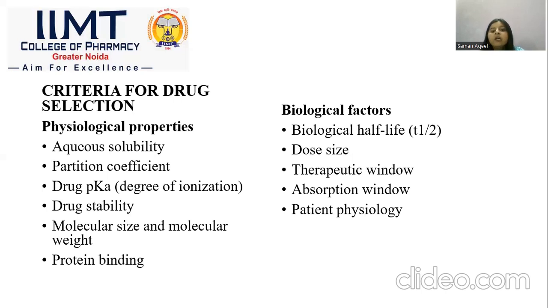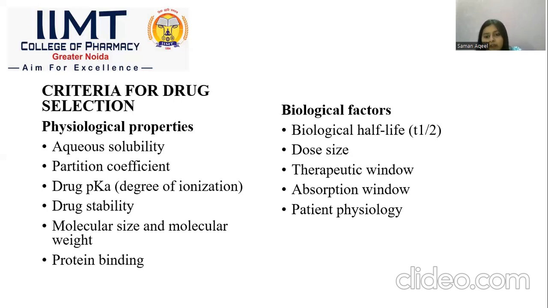or the dosage form. First is the biological half-life, that is T half. What is the T half? T half is how much time a drug takes to be eliminated from the body, 50% elimination of the drug from the body. Next is the dose size, how many milligrams are needed in the body.